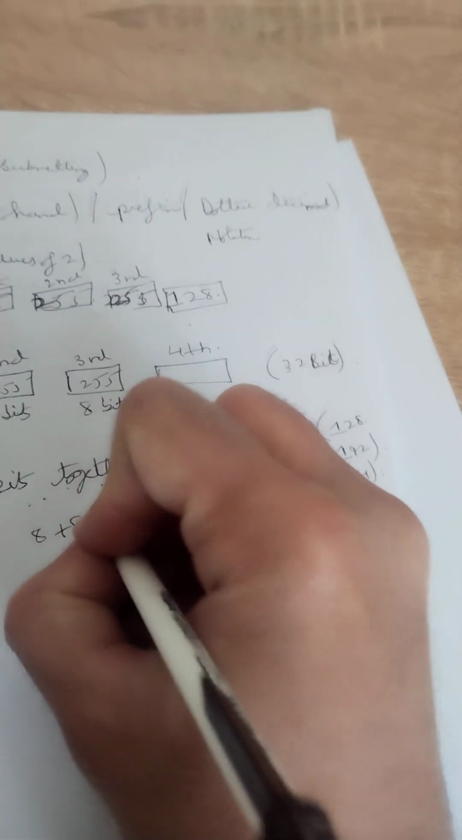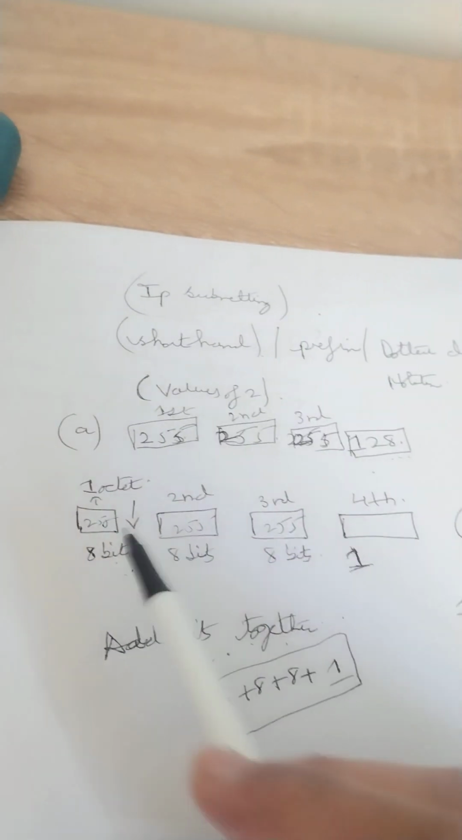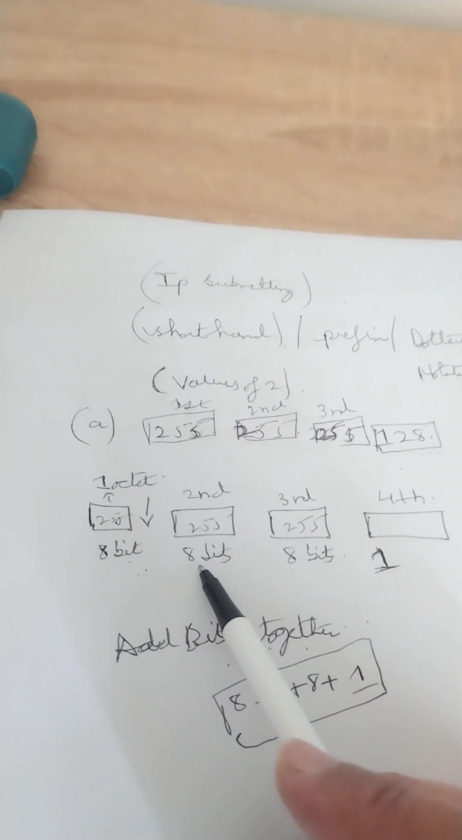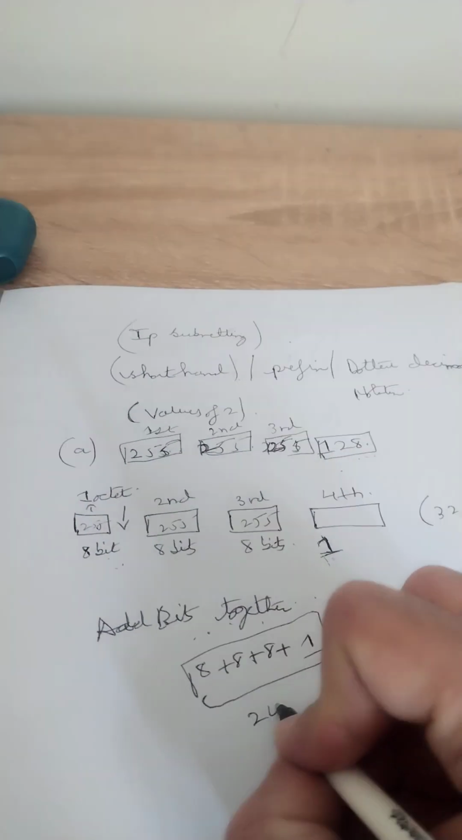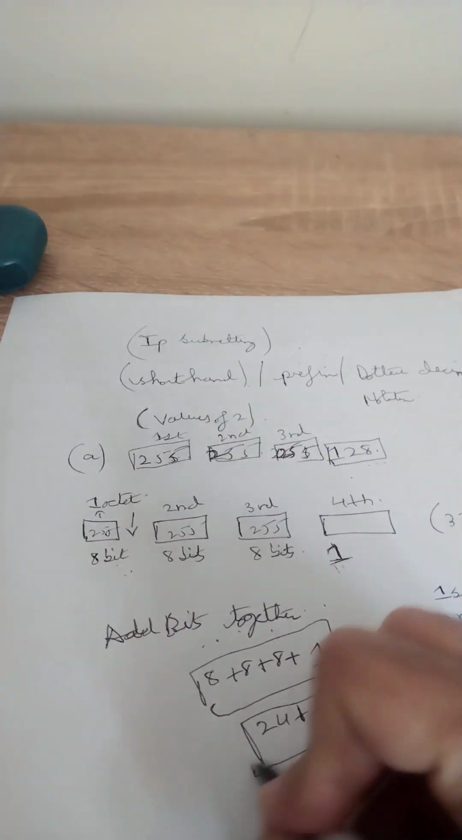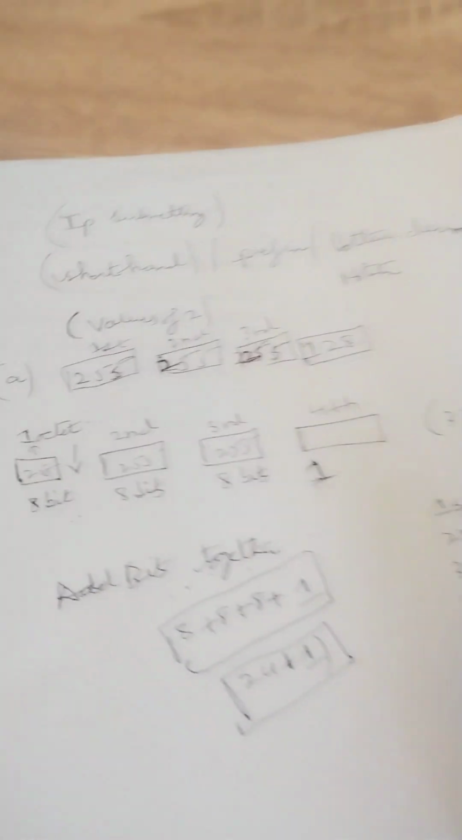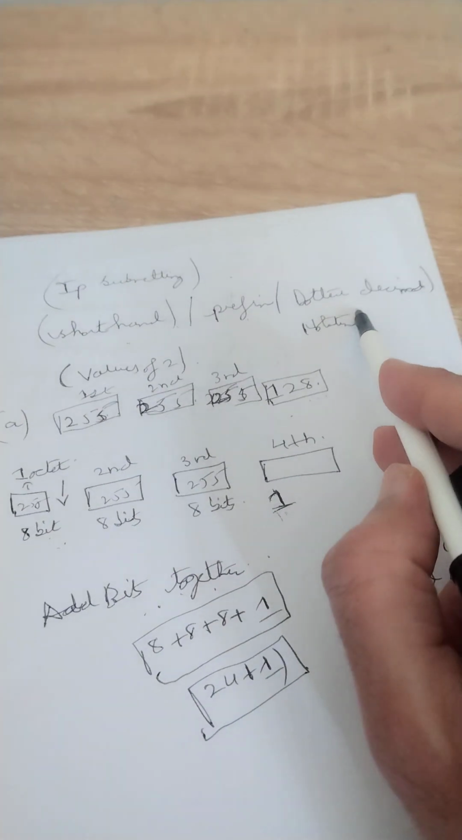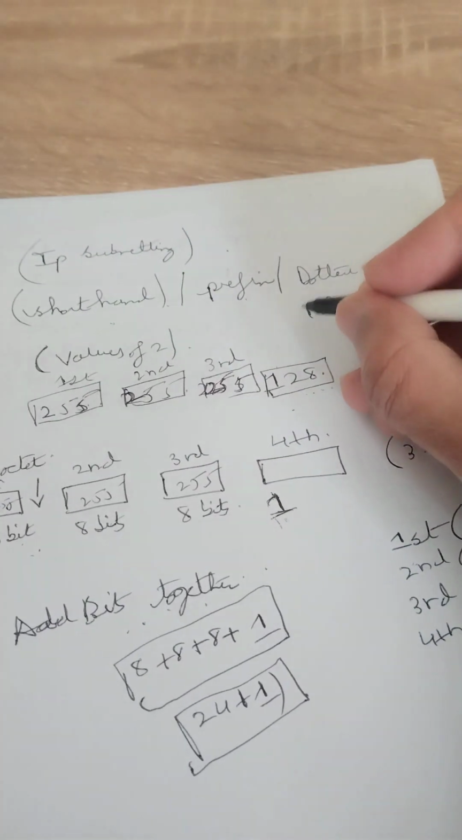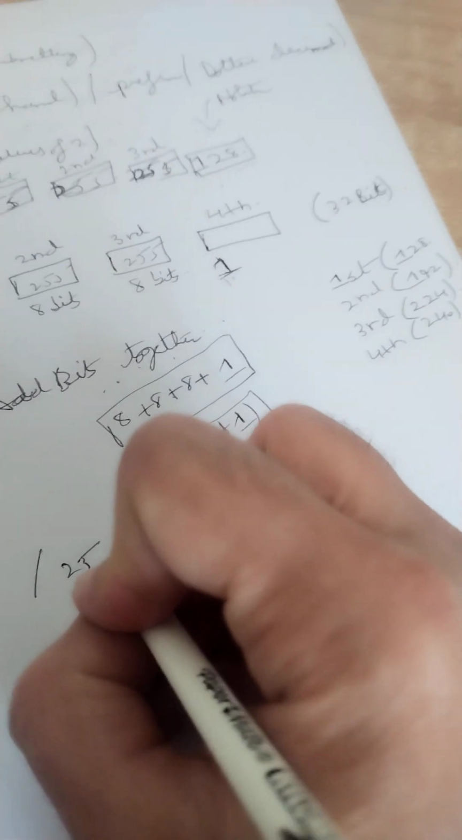So 8 plus 8 plus 8. Ta-da! Now if we add all of these together, 8 plus 8 is 16. 16 plus 8 is 24. And what is this? 24 plus 1? That is our answer. Yay. All right. So we have just found out the shorthand, or the prefix, or the dotted decimal notation, which was here already. So that notation. Now we have just found out the shorthand or the prefix, and that is /25.